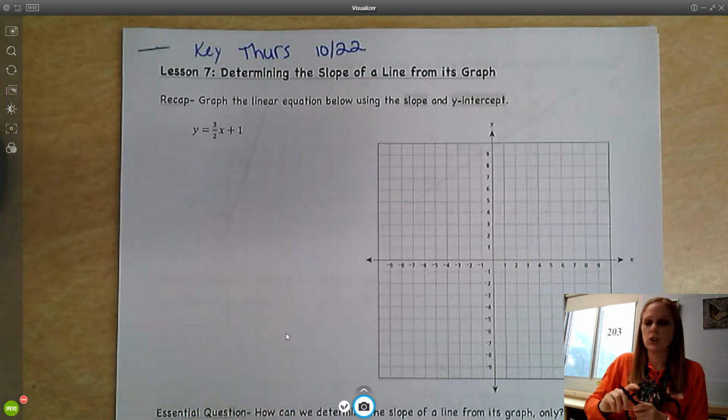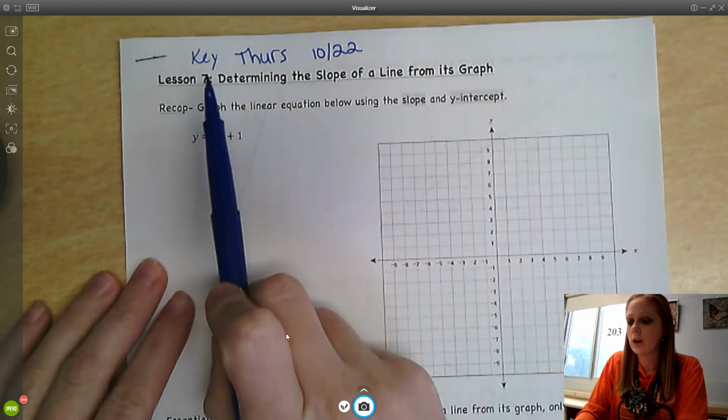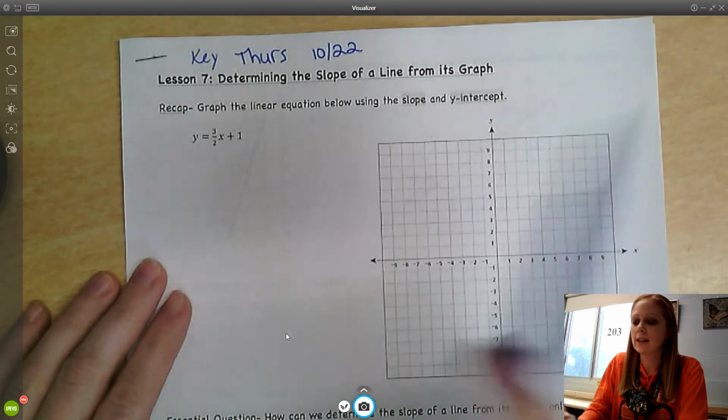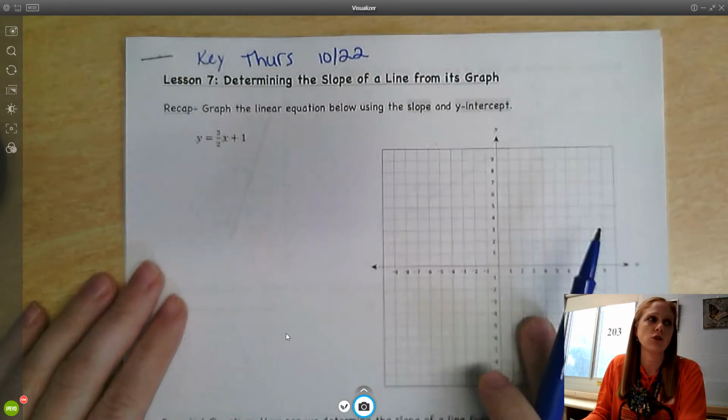All right, hey guys. So this video is going to go over lesson 7 in Unit 2 from Thursday, October 22nd, determining the slope of a line from its graph.